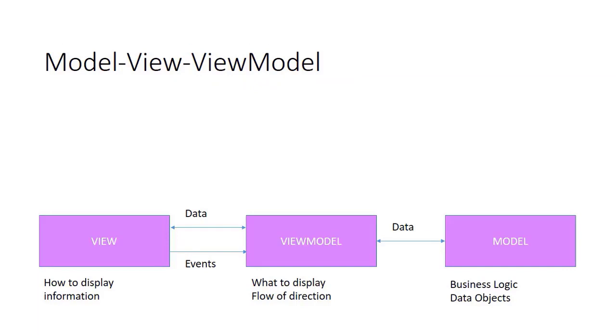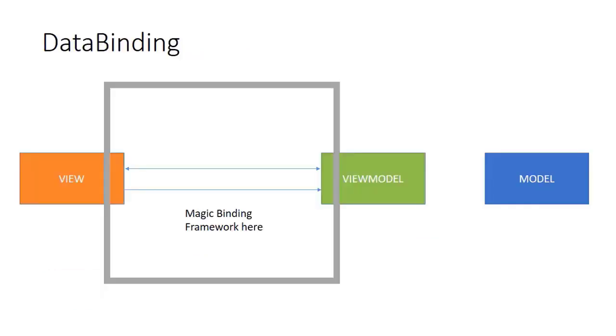Now let's suppose I have some code in the view model and I want to show this in my view. So how do we pass the data from the view model to the view? And here comes the magical framework of data binding. Data binding is like a glue that magically binds your view to the view model. And in Xamarin.Forms, we have very good support for data binding. Alright, let's dive deeper into MVVM.